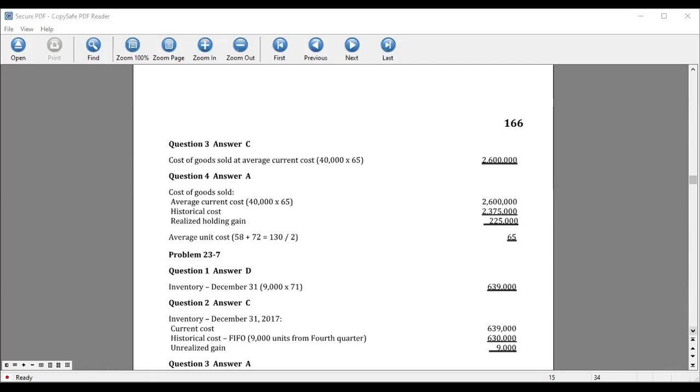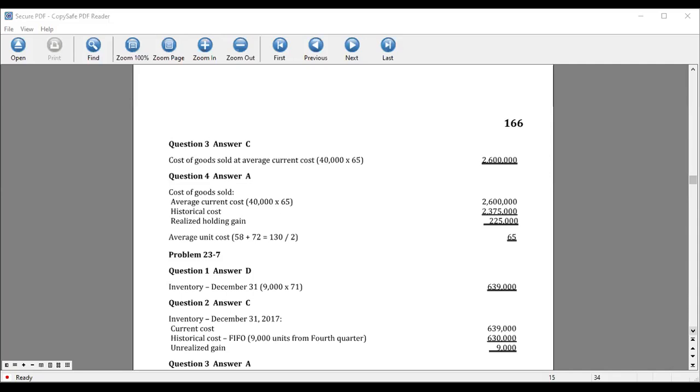But for the units sold, we have 7,500 plus 7,300 plus 8,200 plus 7,000. So we have now a total of 30,000 units. So beginning inventory plus purchases, 39,000 units, minus the units sold of 30,000 units, we have the ending inventory of 9,000 units. And then we multiply this by 71. That's the inventory at current cost.